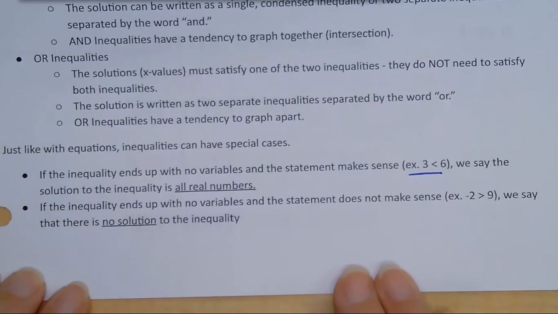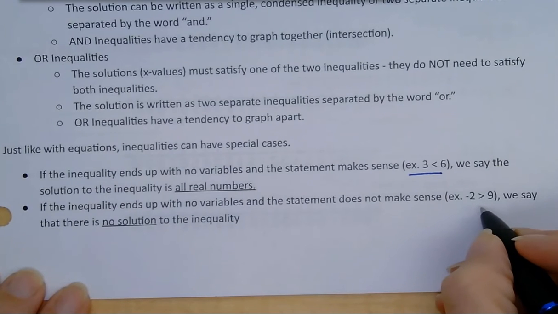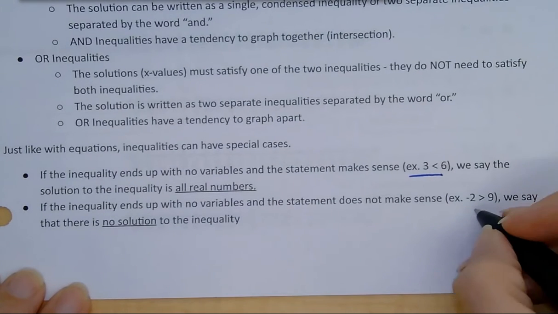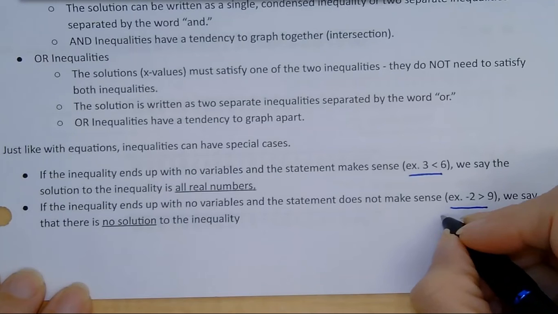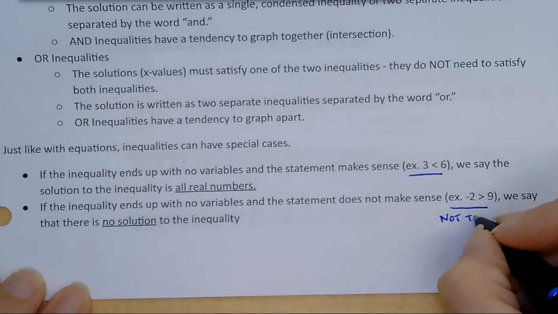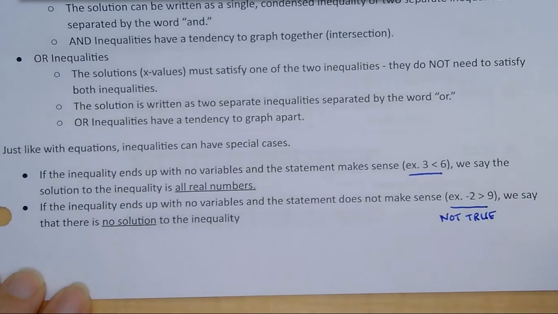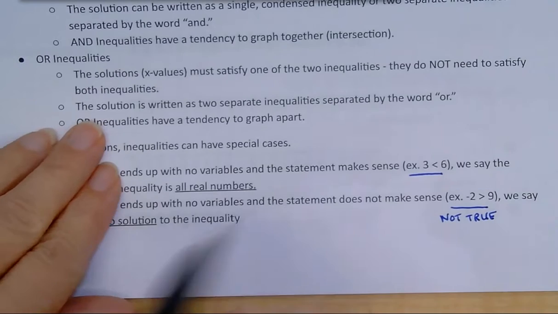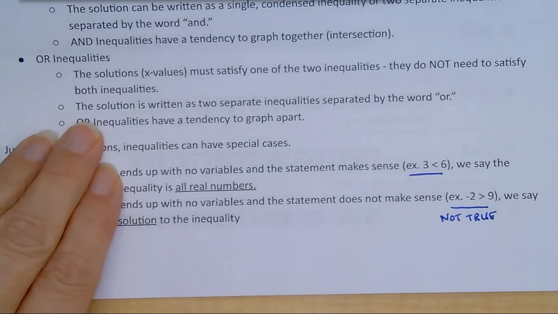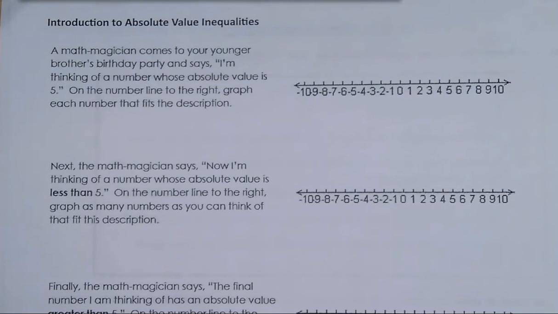But if I solve down for my variable and I get something like -2 is greater than 9, that's not true, right? That's not ever going to be true, and so that means there is no number that I can plug in that would give me a true statement, and so we would say no solution. Okay, let's look at some problems. Okay, so basic absolute value stuff.